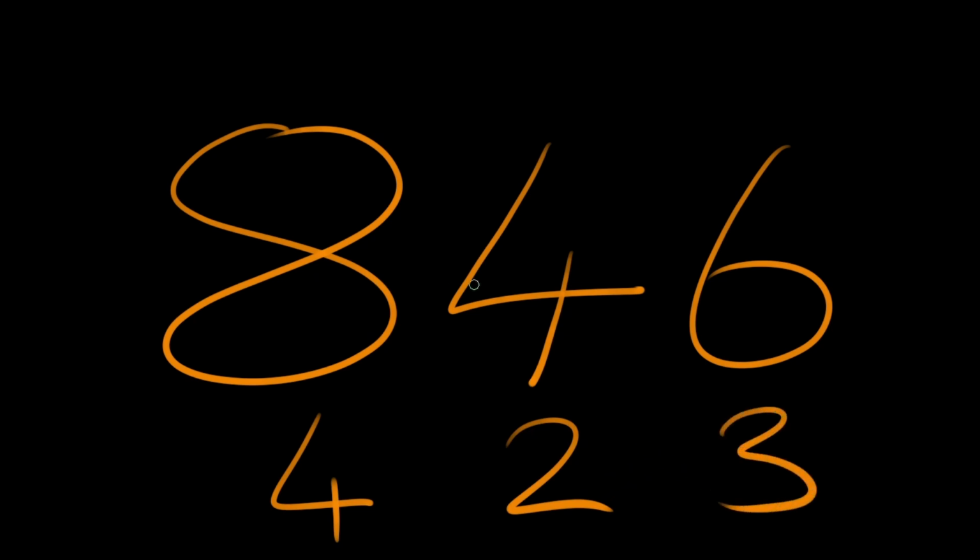So, what's half of 8? 4. What's half of 4? 2. And what's half of 6? 3. So half of 846 is going to be 423. Okay. Straightforward? Yep. Good. Any questions? No. Lovely. Then let's look at what happens when we throw an odd digit in.